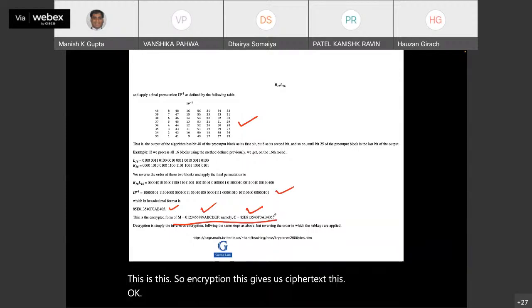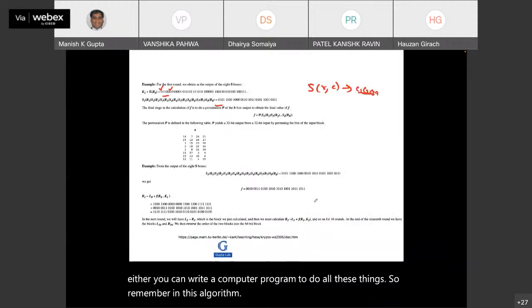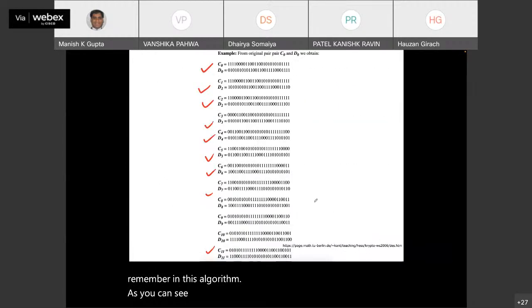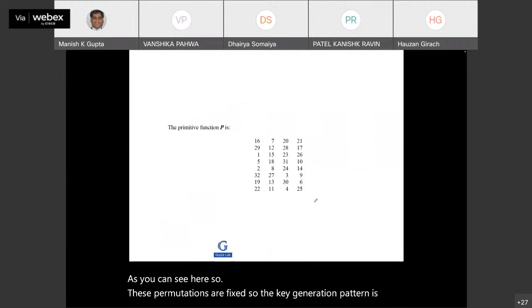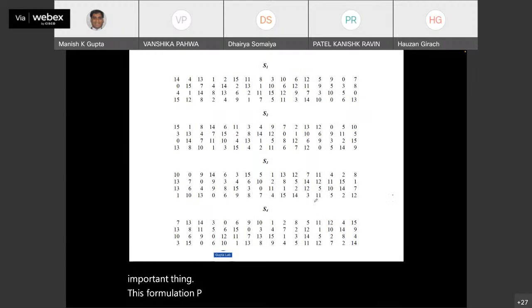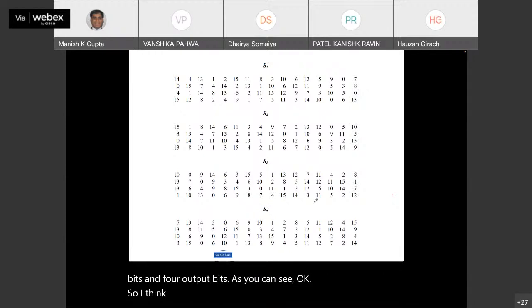This is a detailed example. I'm sure it's a bit lengthy, but you can write a computer program to do all these things. Remember in this algorithm, these permutations are fixed, so the key generation pattern is an important thing. This permutation P is fixed. These S boxes are fixed. These S boxes are really interesting. Each S box has 6 input bits and 4 output bits, as you can see. I think later on IBM published how they chose these.